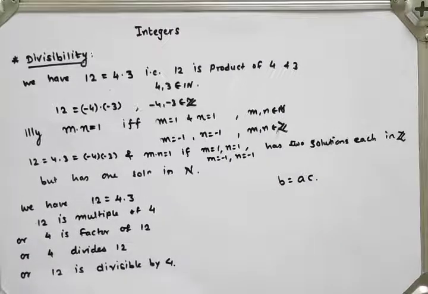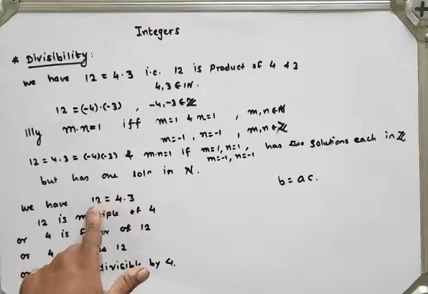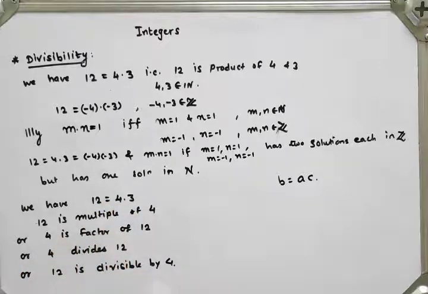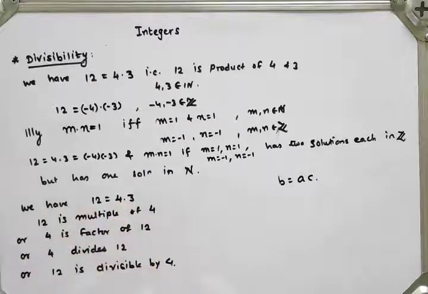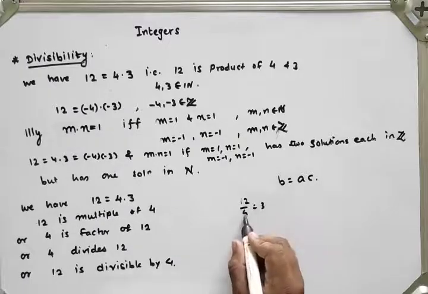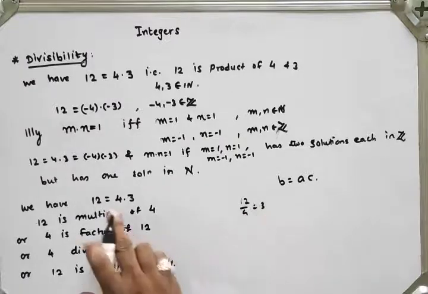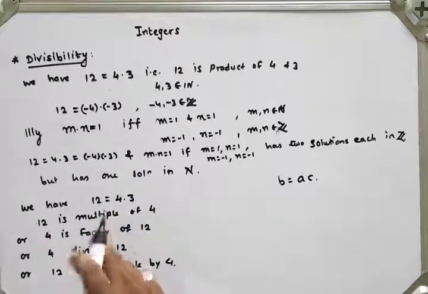So this is the meaning of 12 is equal to 4 into 3. 12 is a multiple of 4, right? 4 is a factor of 12. Next, 4 divides 12, right? So 12 upon 4 is equal to 3, which means 4 divides 12 and 12 is divisible by 4. This is the meaning of writing 12 is equal to 4 into 3.